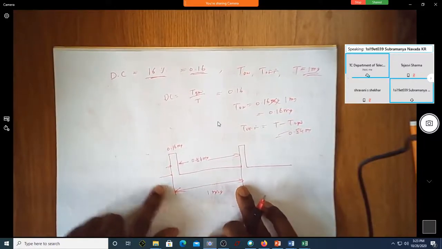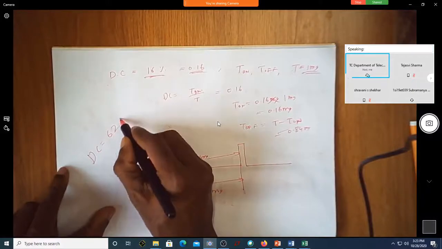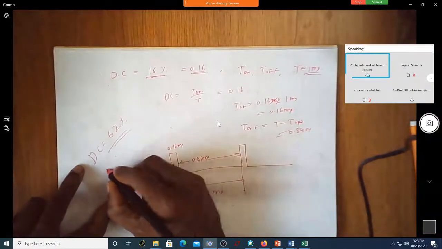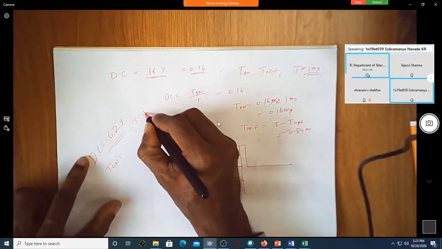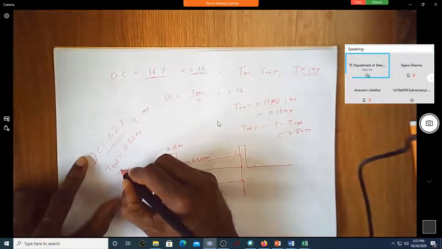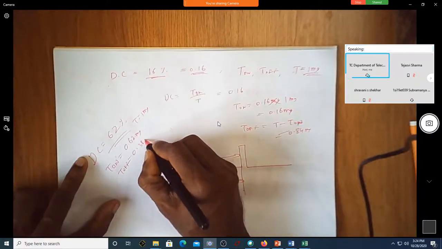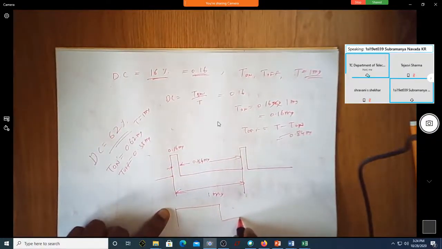Assume that for the same thing, if you want a duty cycle of 62%, then what is T on? Suppose T is equal to 1 millisecond, T on is equal to 0.62 millisecond, whereas T off is 0.38 millisecond. So it will be more here, and this will be a bit less.